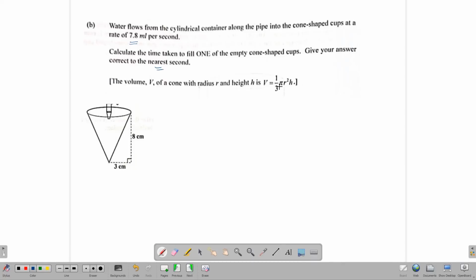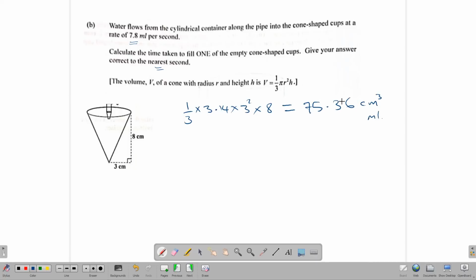So this is our formula here. The volume is 1/3 pi r square height. So 1/3 times 3.14 times the radius square, which is 3 square, times the height of the cone, which is 8. And that gives us a number, 75.36 cm cube, which is the same thing as 75.36 ml.